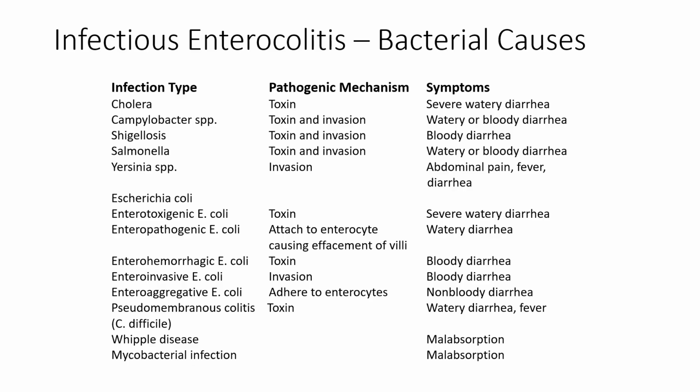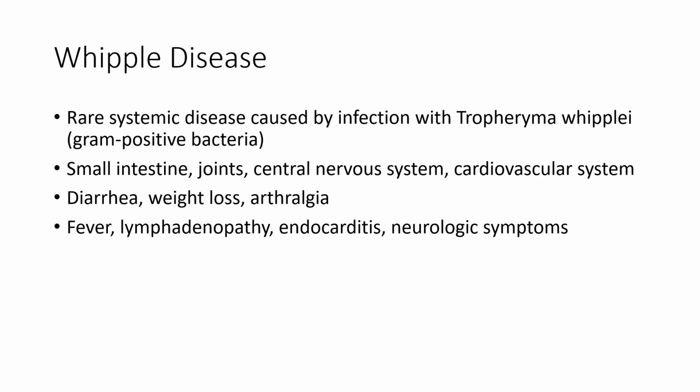For example, Vibrio cholera can cause severe watery diarrhea through the production of cholera toxin. Other bacteria invade the intestinal mucosa and cause bloody diarrhea. Some adhere to the surface of enterocytes. Some bacteria have more than one mechanism, and the result can be watery diarrhea, bloody diarrhea, abdominal pain, fever, and malabsorption. Whipple disease is a rare disease caused by the gram-positive bacteria Tropheryma whipplei.